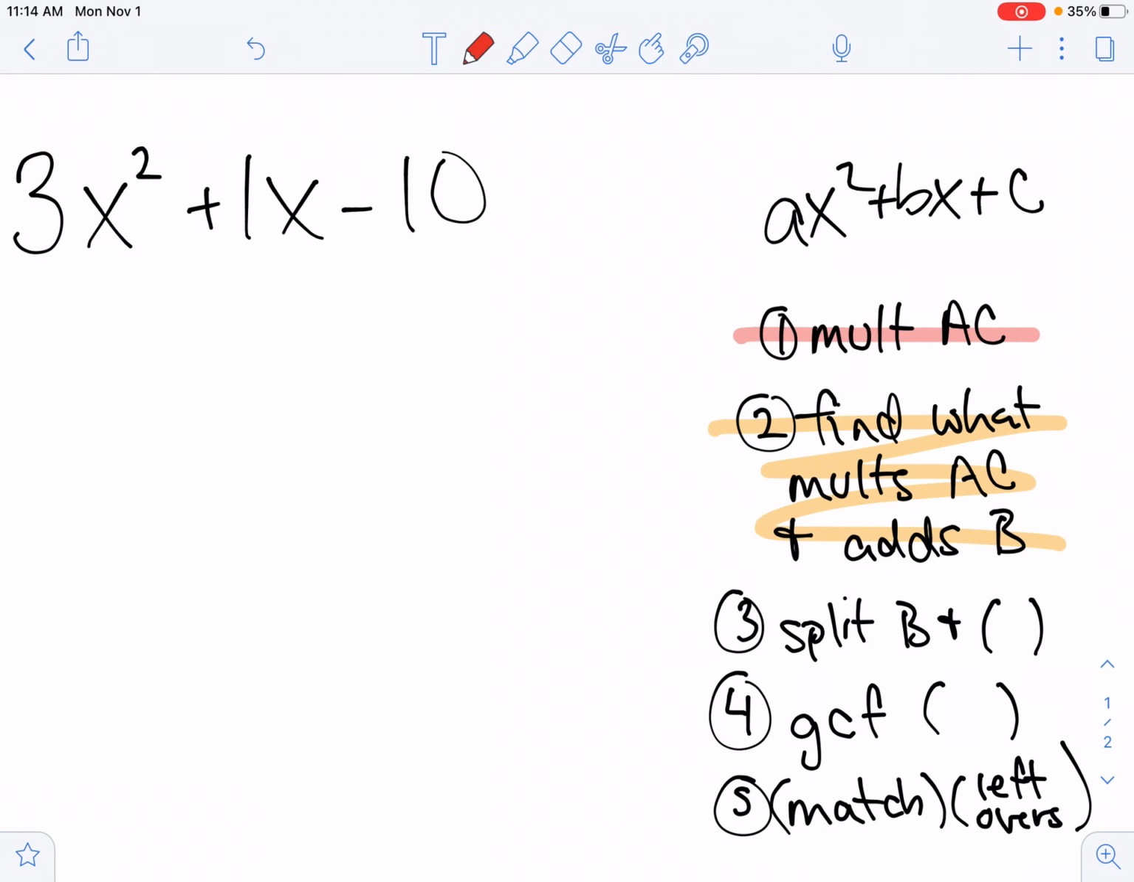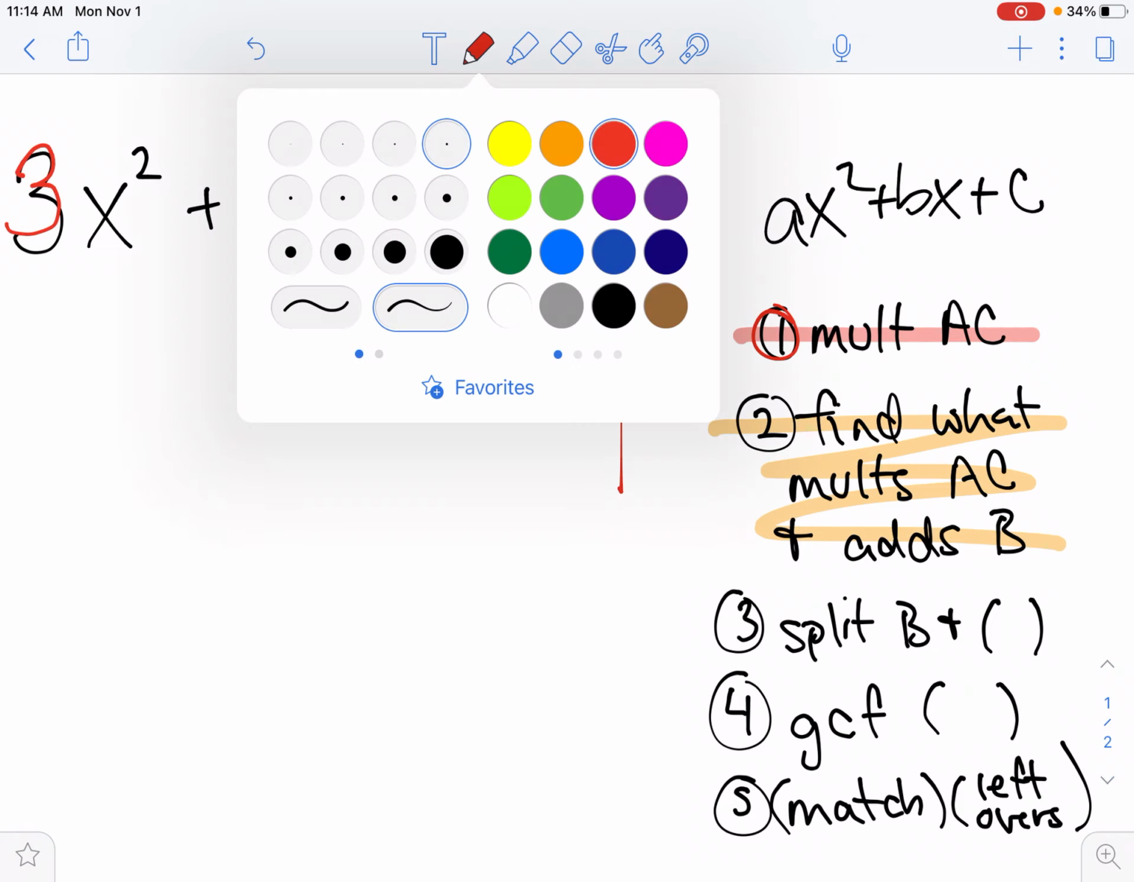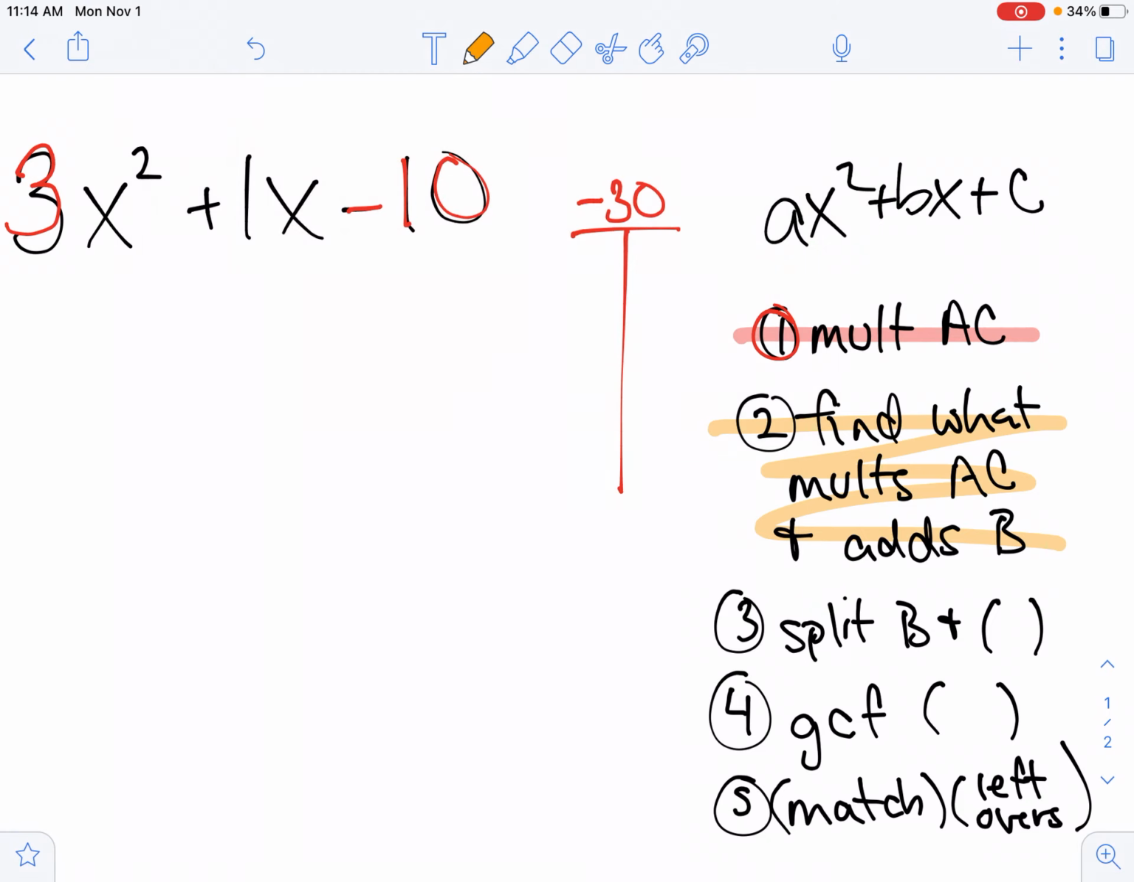All right, this is how to do the AC method. This was in section 2.8. Step number 1, multiply A times C. So 3 times negative 10 is negative 30. Step number 2, figure out what multiplies to make negative 30, but adds to make 1.